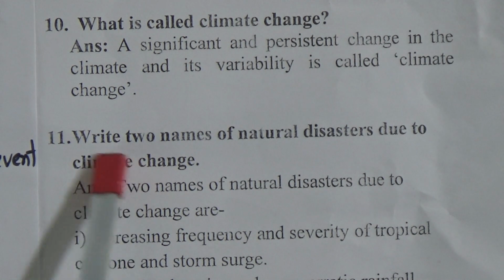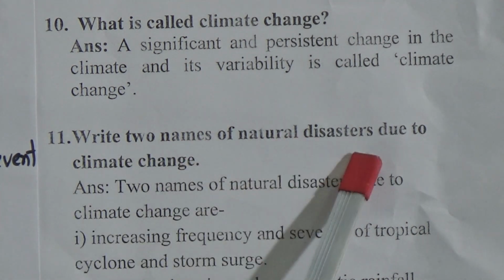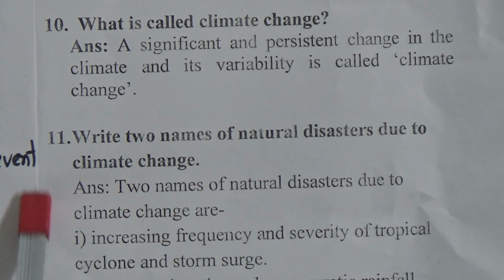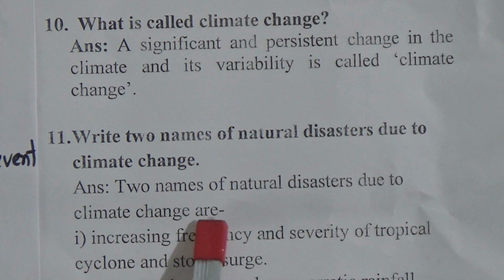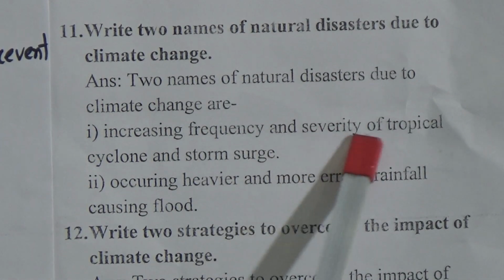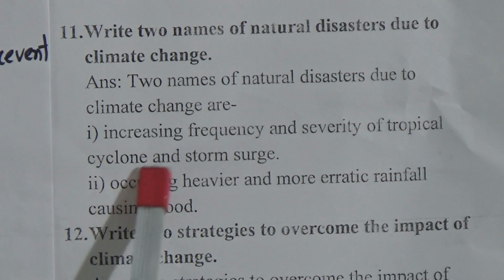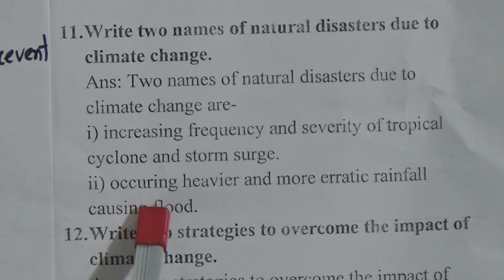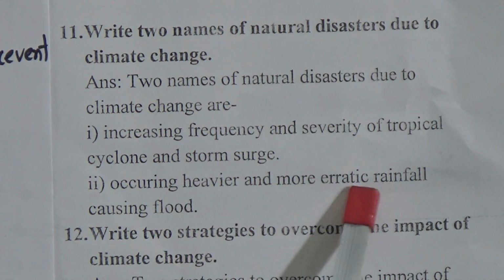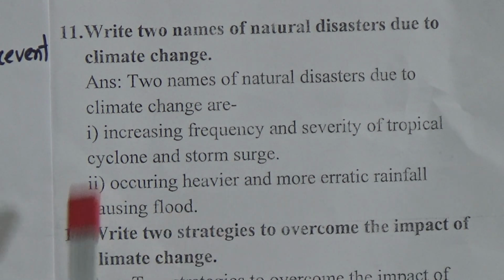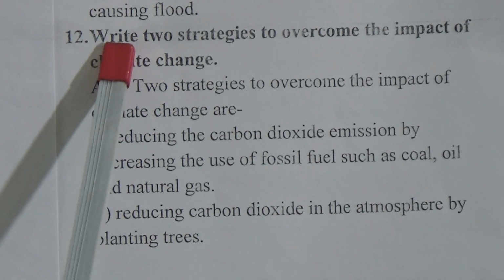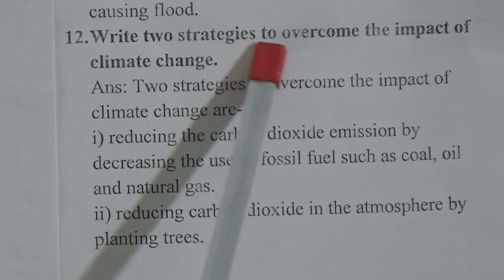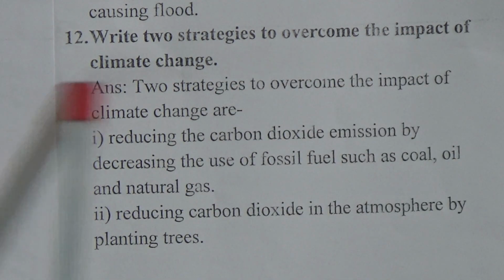Question number 11 is, write two names of natural disasters due to climate change. The answer is, two natural disasters due to climate change are: first one, increasing frequency and severity of tropical cyclones and storm surges. Second one, heavier and more erratic rainfall causing floods. And the last short answer question is, write two strategies to overcome the impact of climate change.